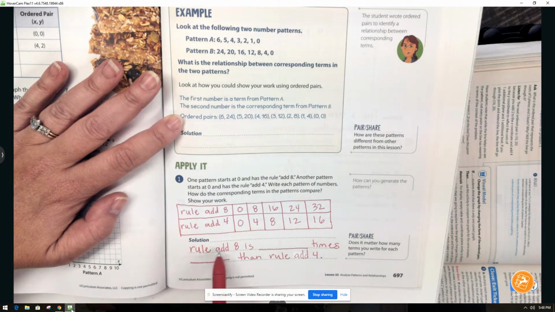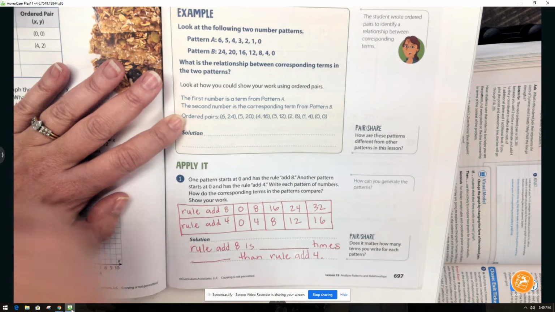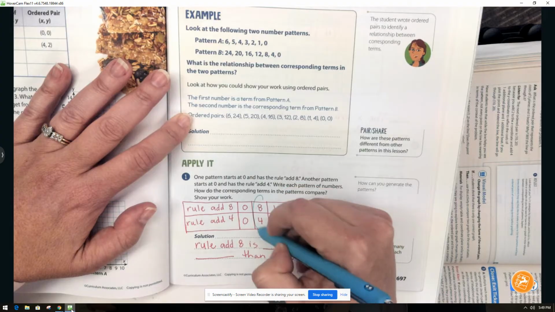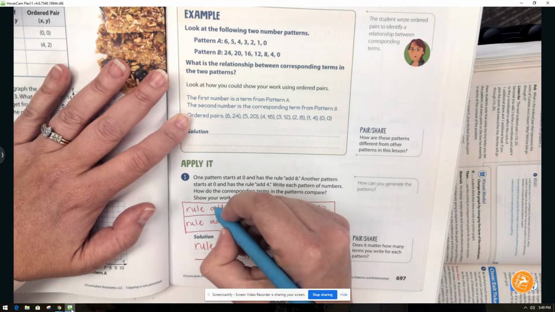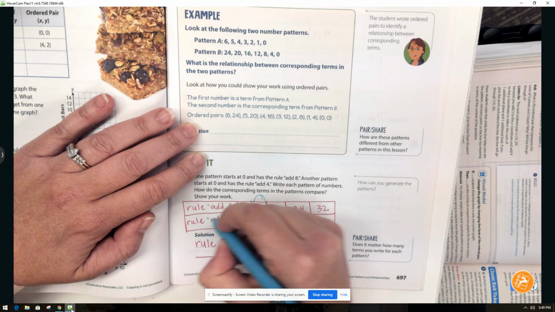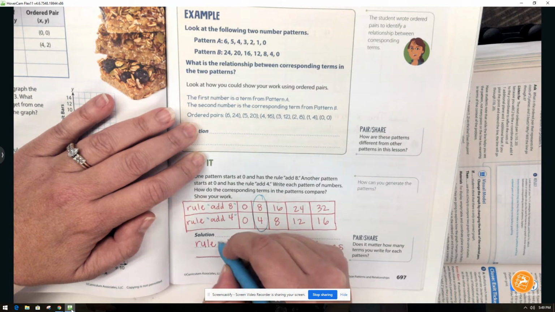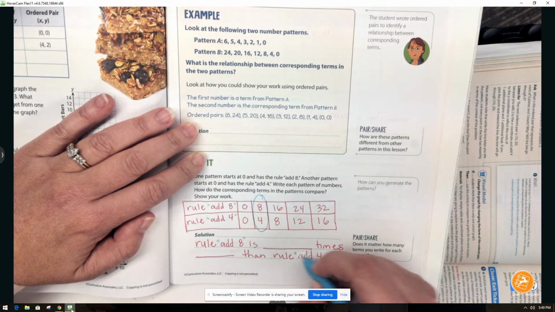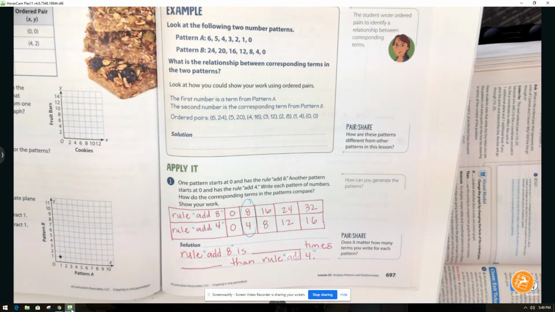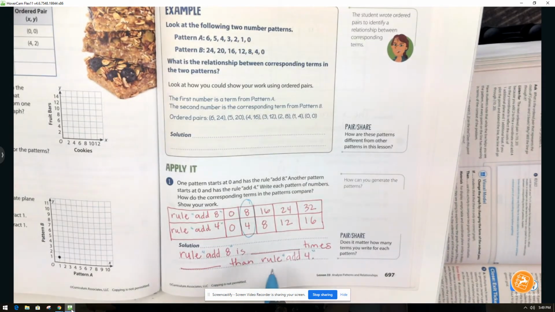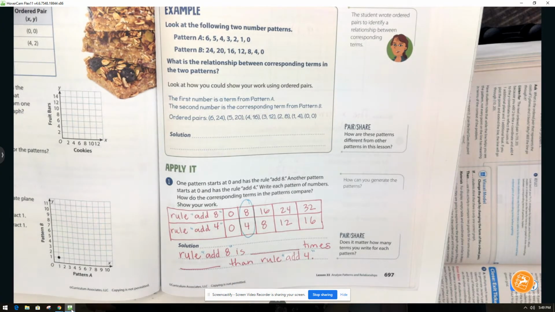Now, I want you to look at this, use this sentence frame to show how the corresponding terms in the pattern compare. So rule add 8 is blank times blank, then rule add 4. If we're looking at the corresponding terms, we'll call this rule add 8. Yeah, I like that better. All right, so rule add 8 is how many times blank, then rule add 4. You just need to fill in those 2 blanks.